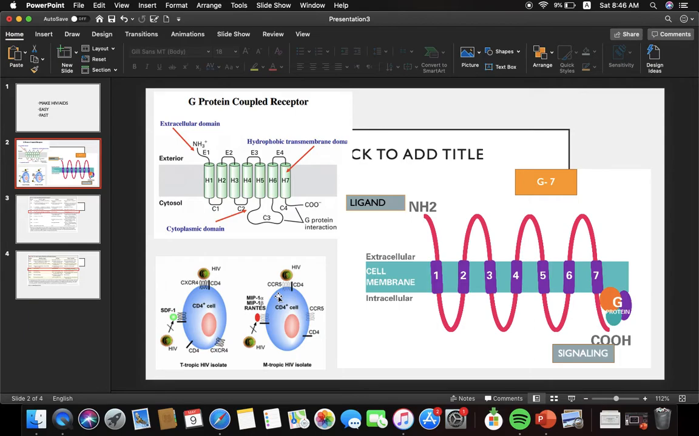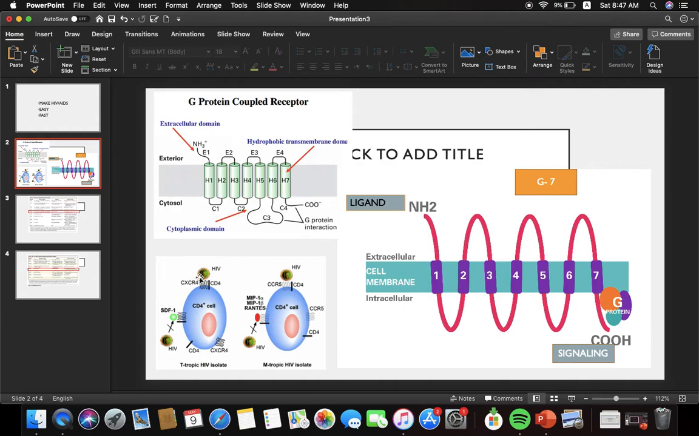CCR5 is important for the initial infection in order to establish the pathogenesis in your body. CXCR4 is important later in the infection. We will talk about it in pathology: in HIV, the CD4 cell count is initially normal, but later on it becomes less. Why? Because HIV, later in the infection, will be T-tropic. That means it will use CXCR4, and we know CXCR4 is found on the activated CD4 T cell.